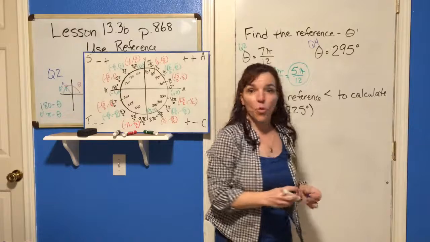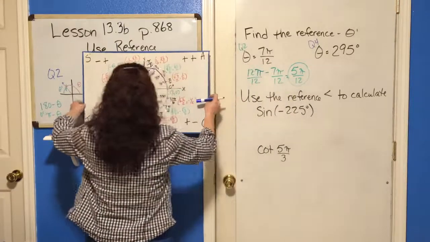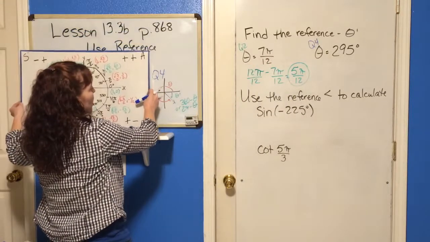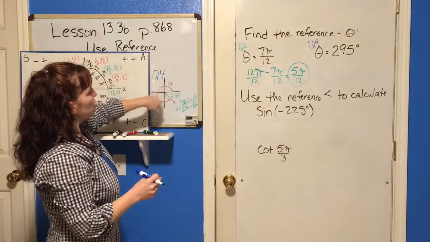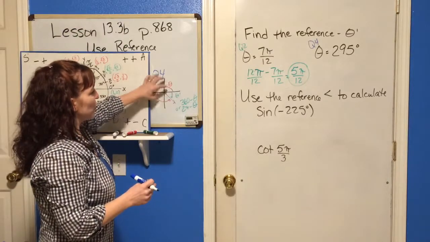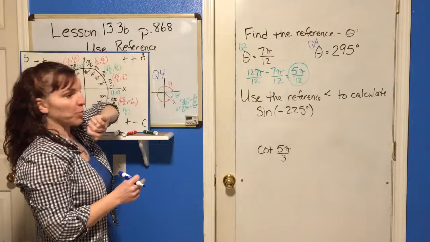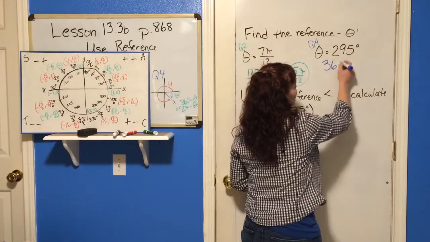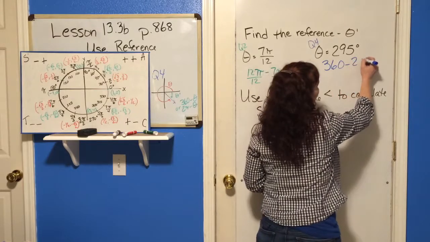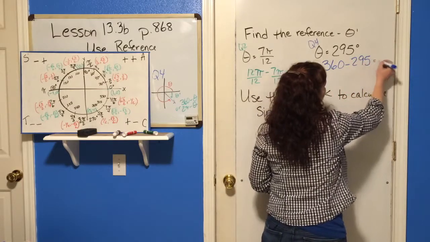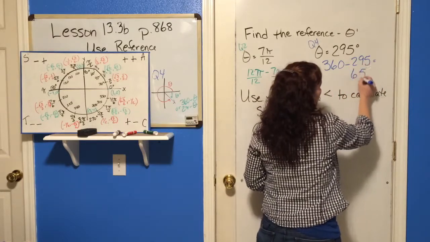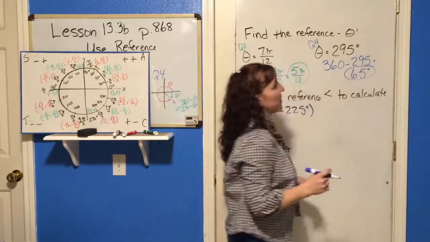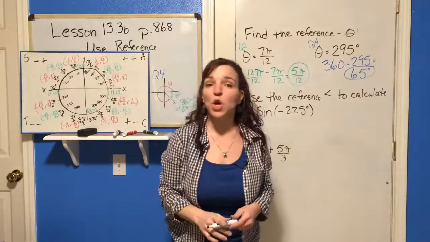And in quadrant 4, we take the whole circle, 360, and we subtract off theta to get theta prime. So we're simply going to take 360 and subtract 295, and our theta prime is 65 degrees. That's our reference angle. We're done. That's all you do on those.